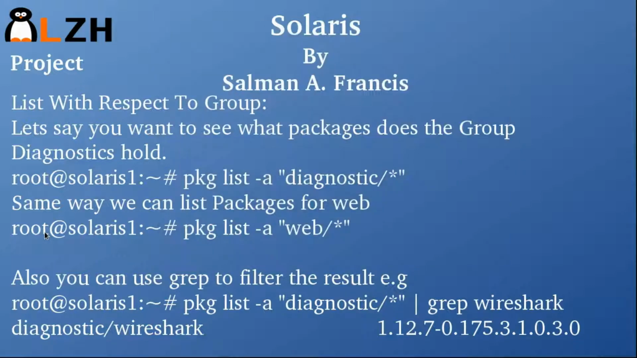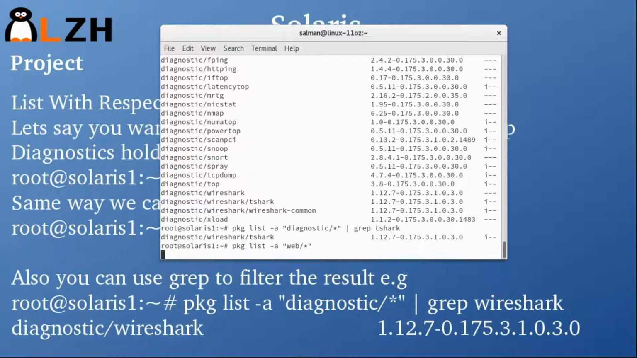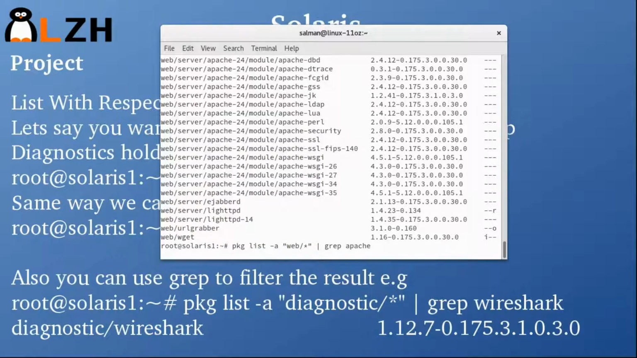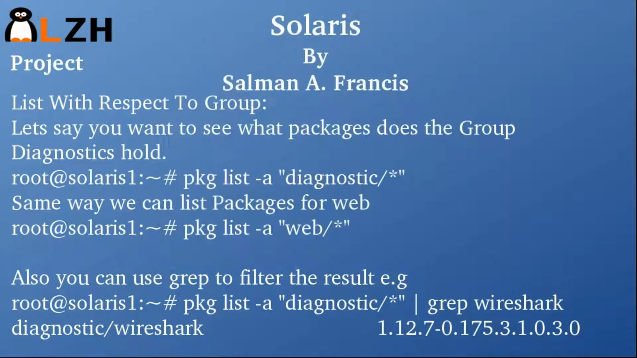Okay, back to our slide. For the web package, the same way, you can do this for the web group. Let's call it web. And it's going to list everything in the web group. And let's say you want to search for Apache, and you can grep Apache. Here it is. Okay, perfect. Let's go back to our slide.